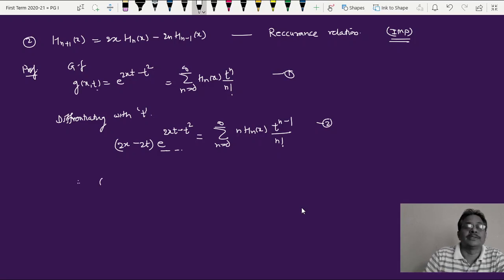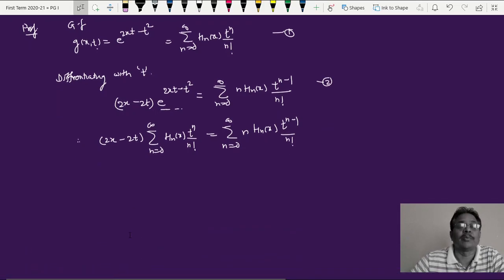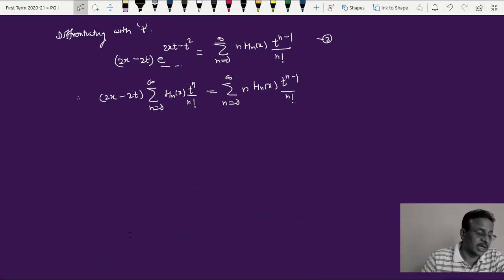Therefore, I can write this in the bracket twice x minus 2t. This can be written as summation over n equal to 0 to infinity of hn of x into t raised to n upon n factorial is equal to summation over n equal to 0 to infinity of n times hn of x into t raised to n minus 1 upon n factorial. I have done nothing, only the second term I have replaced on the left hand side. This e raised to twice xt minus t square has been replaced by that. Now simplify this. There are two terms on the left hand side now, 2 into x and this.